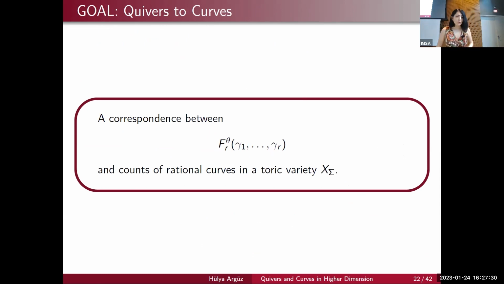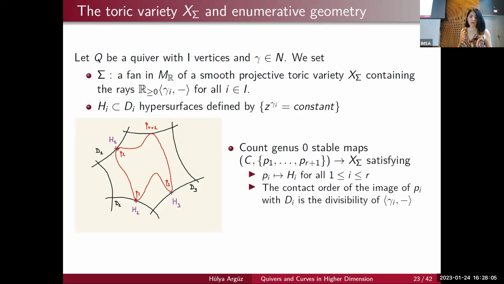So this was essentially all I wanted to tell you about the story about quiver DT invariants. And as I advertised at the beginning of my talk, the goal of my talk was to tell you how to relate the story of quiver DT invariants to geometry of curve counts. So the goal, in the remaining part, is to show you a correspondence, a relationship between F_R theta gamma 1 to gamma r and counts of rational curves in a toric variety. I will tell you what this toric variety is and what kind of rational curves we're counting.